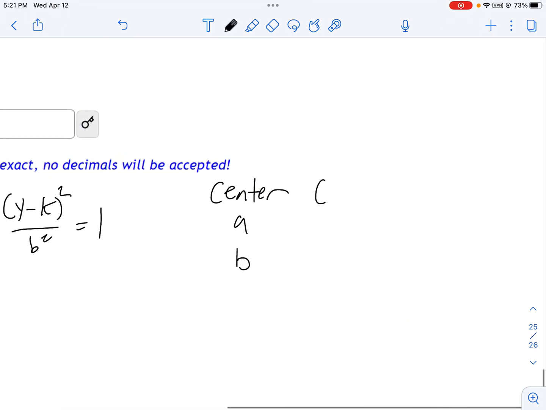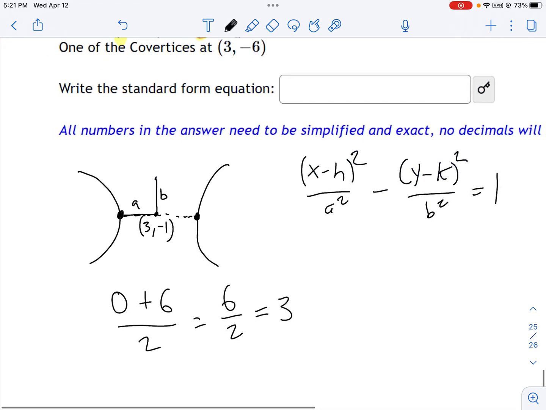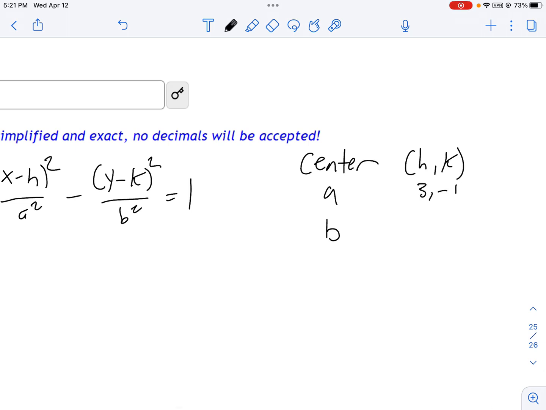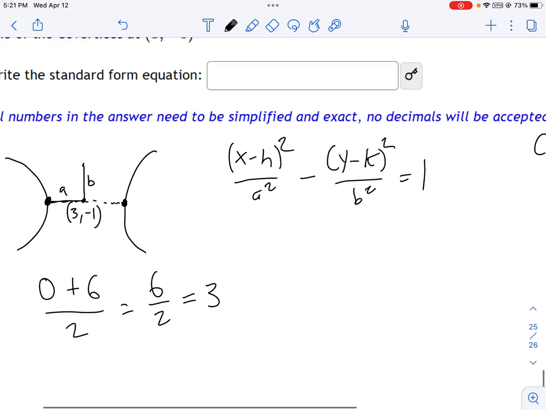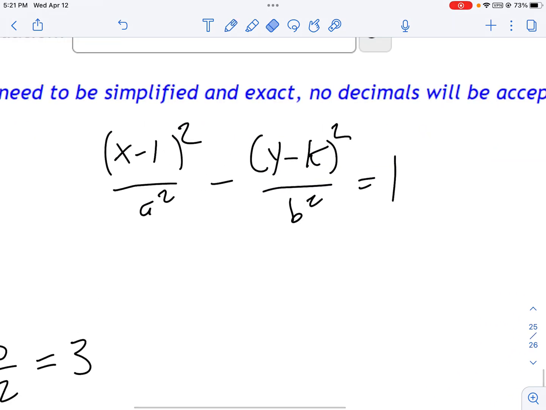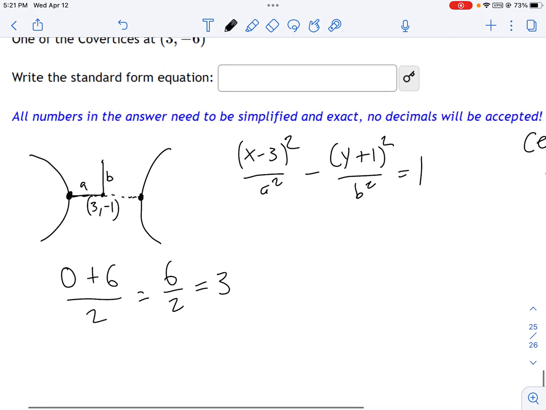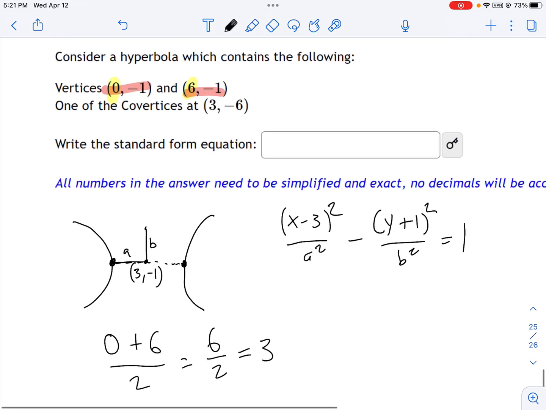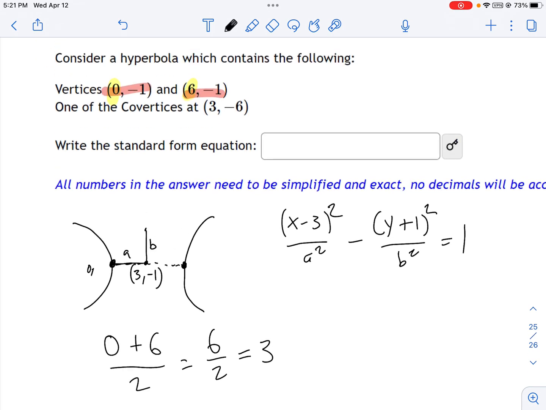Now remember, your center is always (h, k). So if we have (3, -1), we already know that h is 3 and k is -1, and we just plug that in. If h is 3, then we have x minus 3. And if k is -1, we have y minus -1. Well, what's subtracting a negative? Positive, addition. That's literally the halfway point. Now we know our two vertices are at (0, -1) as well as (6, -1).